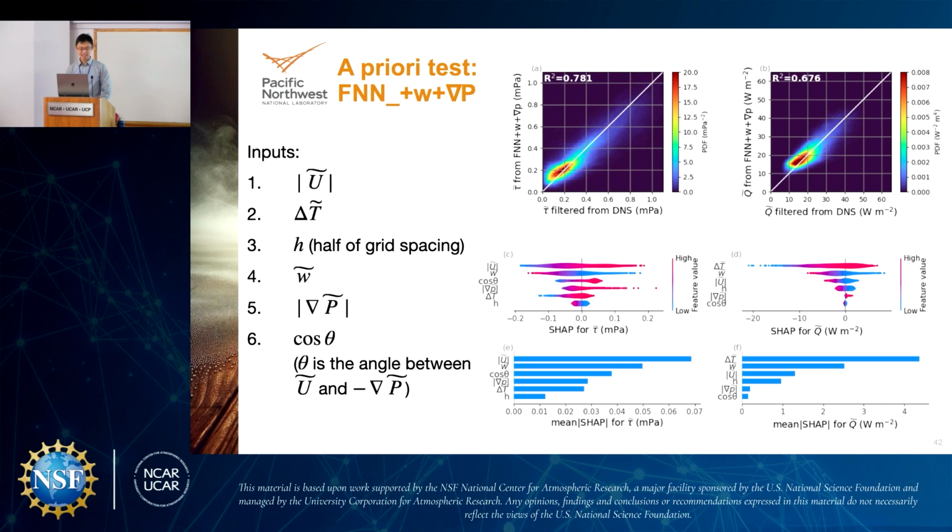Okay, and then after including the influence of pressure gradient force, we found that the result for surface shear stress is again much improved. But the result for heat flux is not that improved. And if we consider the governing equations for velocity and temperature, we should understand why. Because pressure gradient force is included in the velocity equations, but not included in the temperature equation.